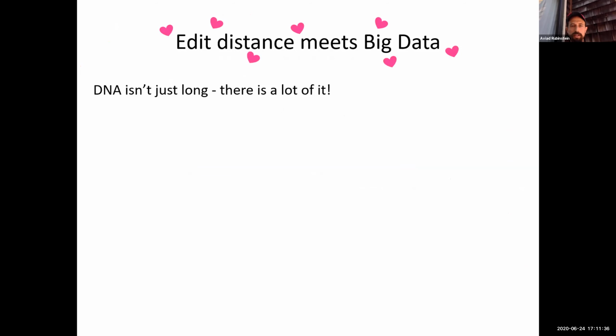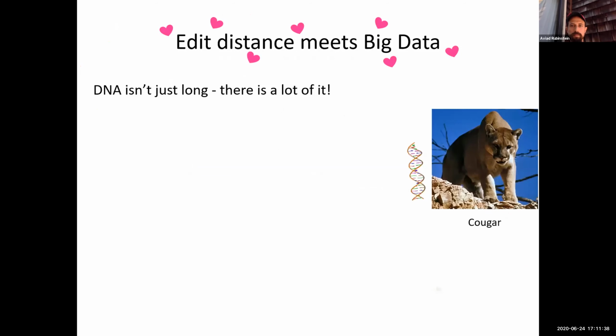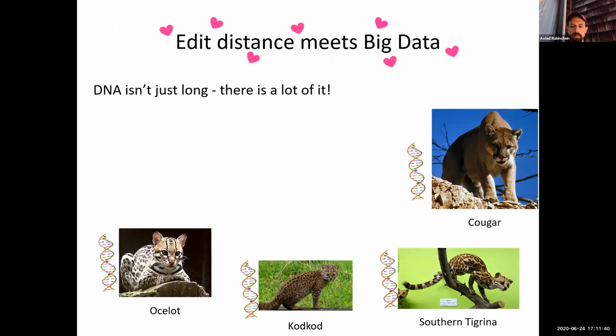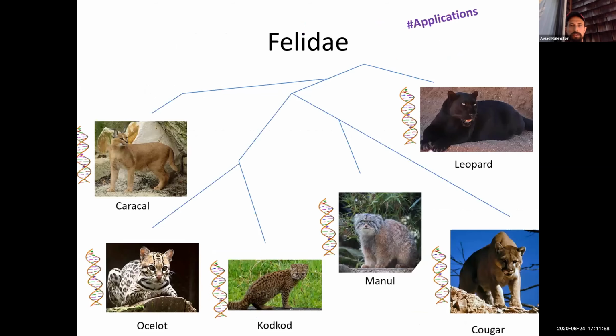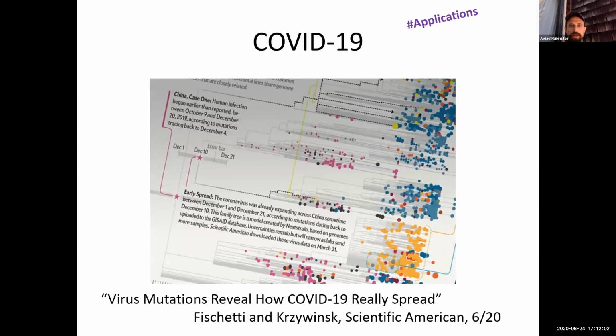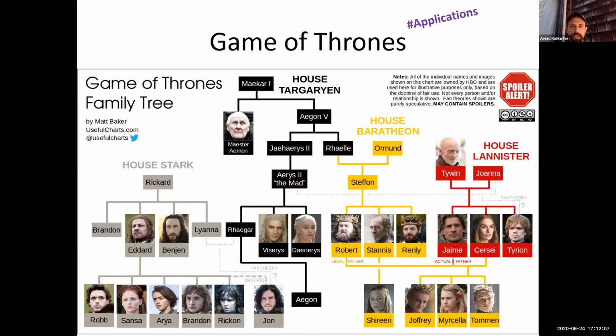The other thing about DNA sequences is we have a lot of them. Whenever we have all these DNA sequences, we spend at least linear time constructing, reading, or sequencing each of those strings. And then we want to make a lot of pairwise comparisons. Then we can construct the family tree of the cat, for example. Some very timely, very important applications.